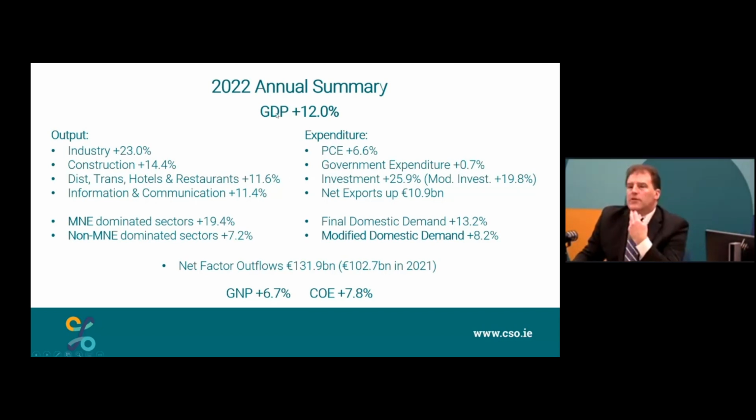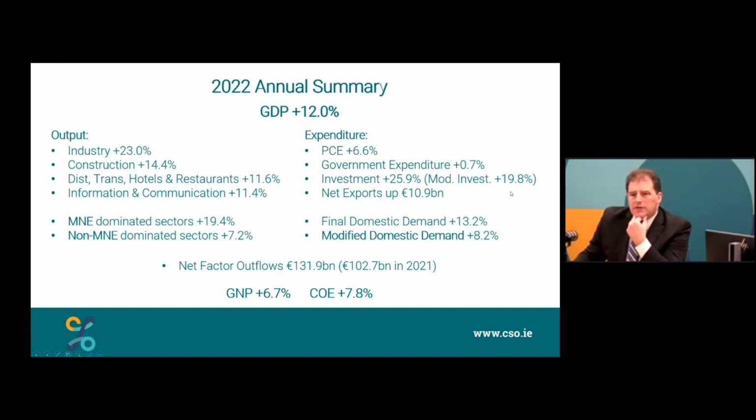I'll just point at some of the elements on this one. A strong GDP result of 12%, but lots of domestic growth there too. So we look across the sectors and we see, yes, there's very strong growth for M&E sectors, but the domestic or non-M&E dominated sectors is up 7.2%. That's on the output side. We look at the expenditure spent in the economy. We see a strong result for consumption. PCE is up 6.6%. Government expenditure is a little more muted, but remember that's after a very strong result in 2021, with the supports in that year.